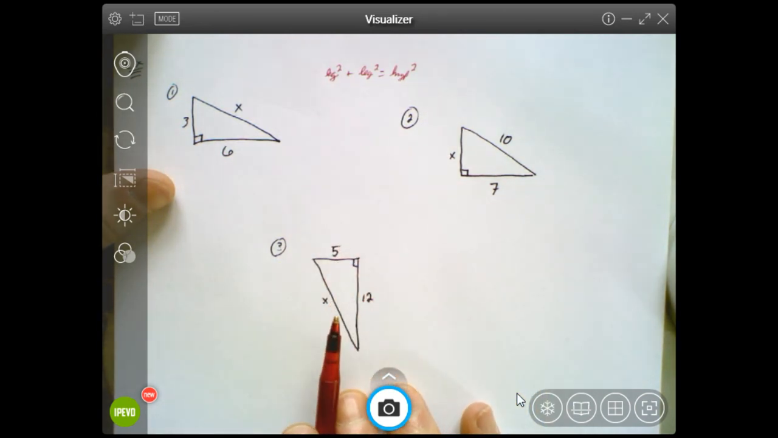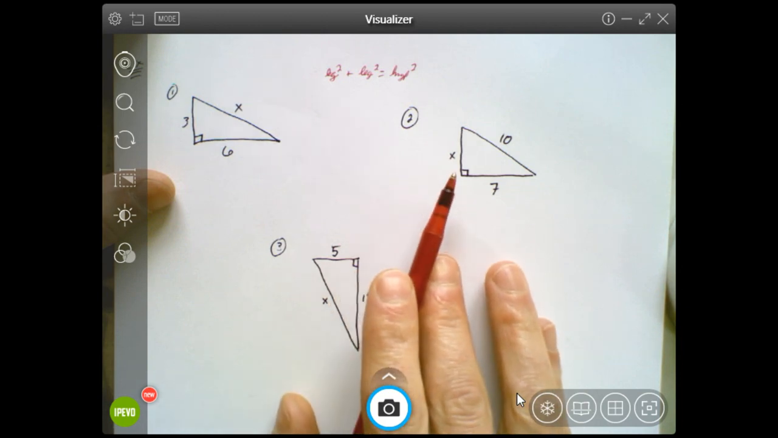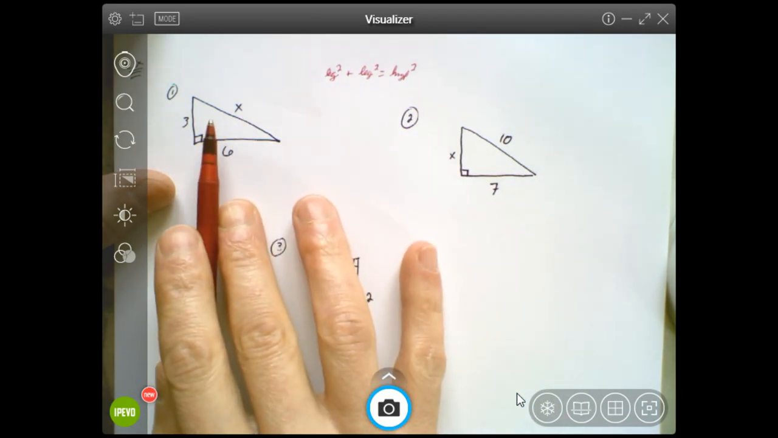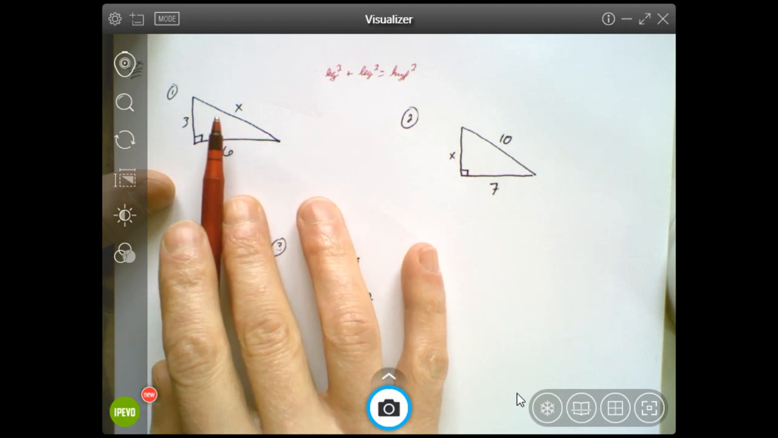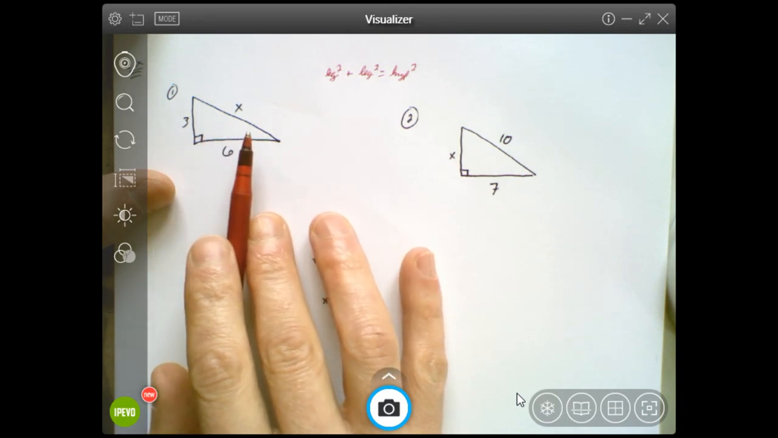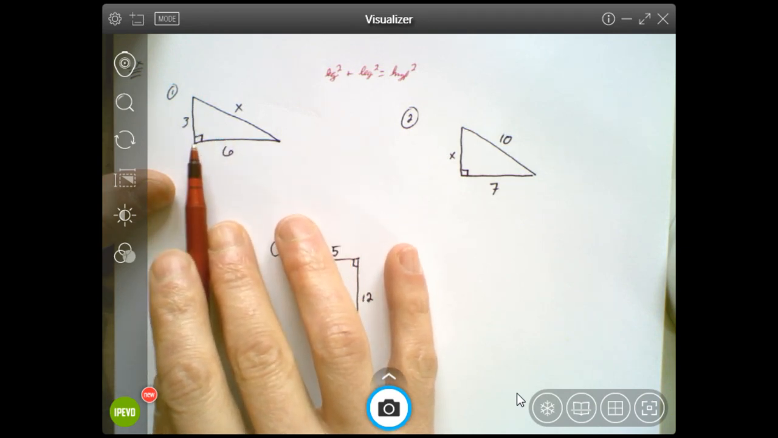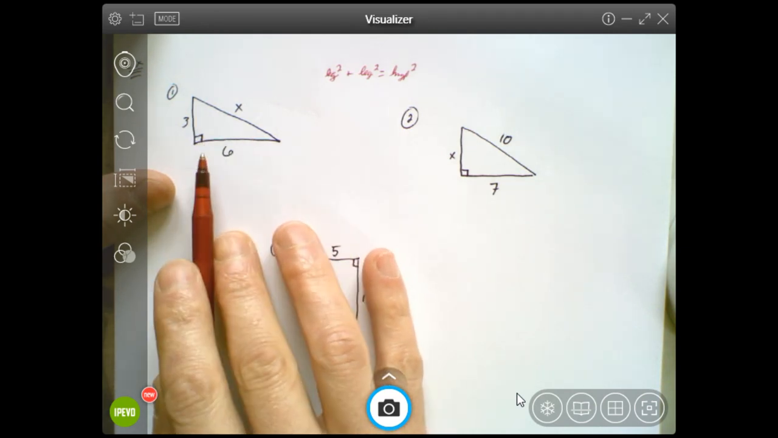We're going to be practicing this on Khan Academy. They're going to be doing the same thing. They'll always be marked with an X. That's the side we're looking for. So in this case, I'm asking myself, am I looking for a leg or am I looking for a hypotenuse? That's where you always want to start. In this case, I'm looking for the hypotenuse because it's not a part of the 90-degree angle.